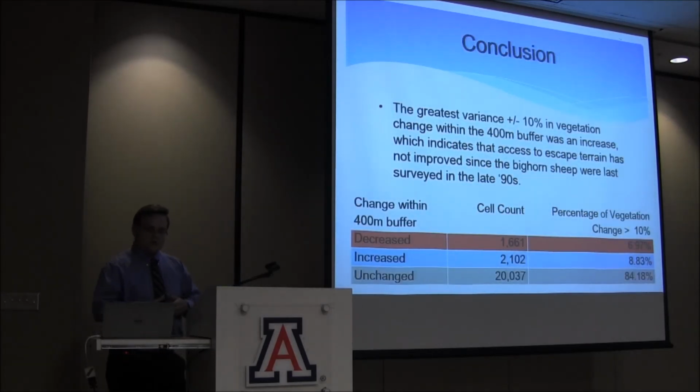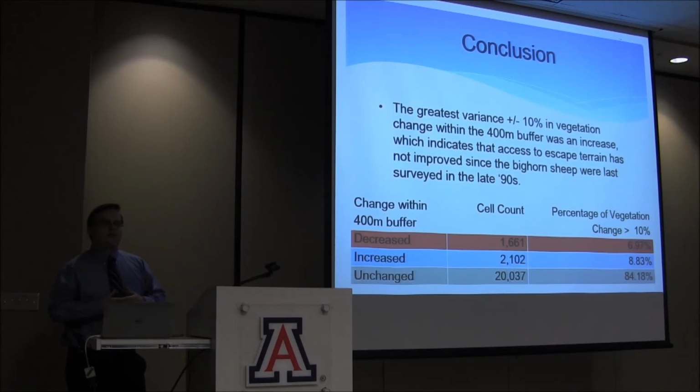So in conclusion, the greatest variance, plus or minus 10%, within the 400-meter buffer was an increase in vegetation. And this indicates that accessibility has not improved since the bighorn sheep were last surveyed in the late 1990s. Again, here's my percent change table, just to reiterate that. And with 84% unchanged, an increase of roughly 9% and a decrease of 7%, I don't think that the Game and Fish Department really assessed the vegetation change wisely before reintroducing the sheep.